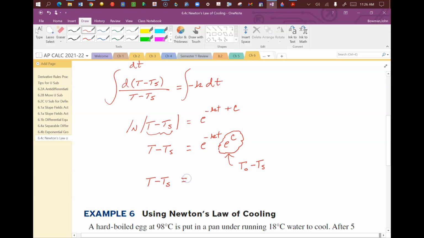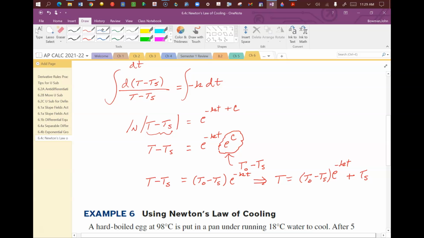So basically we end up with the following relationship. The difference between the temperature and the surrounding temperature at any given time is equal to the initial temperature minus the temperature of the surroundings, times e to the negative kt. And if you want the temperature of the object at any given time, we solve for T and just add Ts to both sides. So we have the initial temperature minus the surrounding temperature, times e to the negative kt, plus the surrounding temperature.